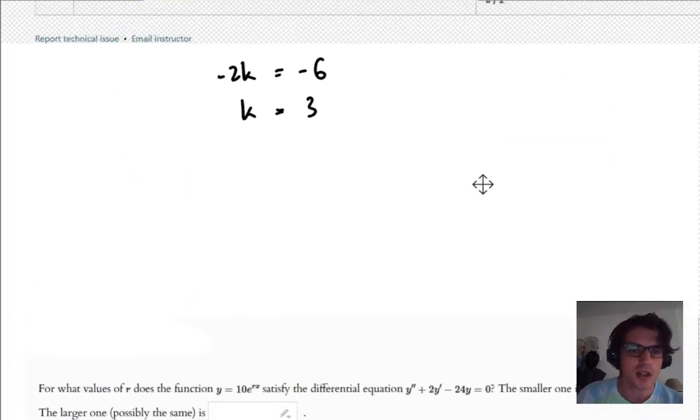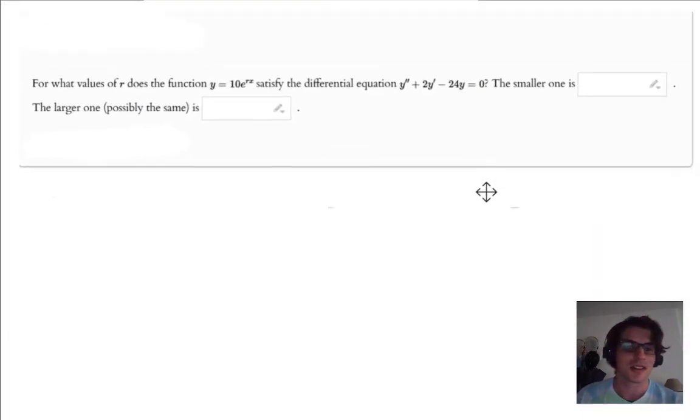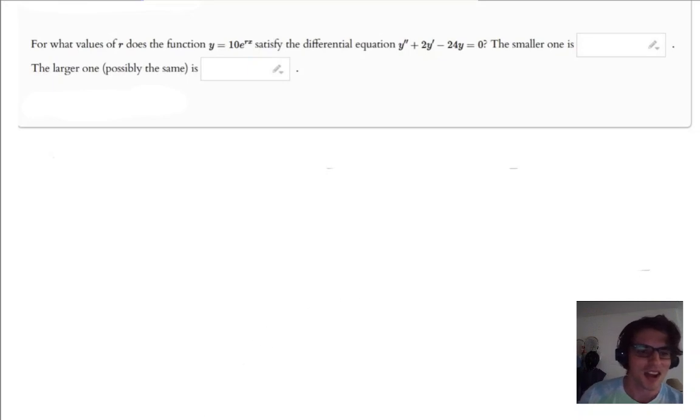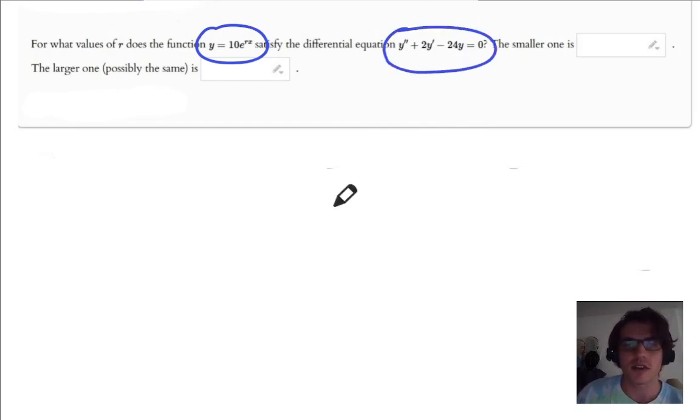Okay, we have another one actually. Let's do it. For what values of r does the function y equals 10 e to the rx satisfy the differential equation y double prime plus 2y prime minus 24y equals 0? Same deal: this is our function, and this is our differential equation. So it looks like we need two derivatives, the second and the first.